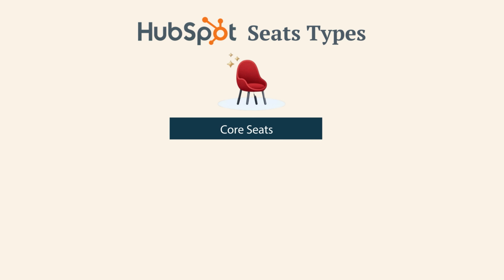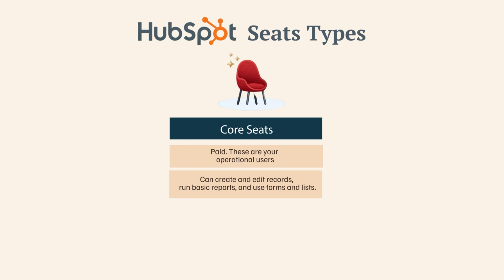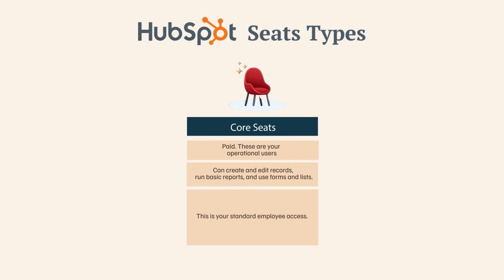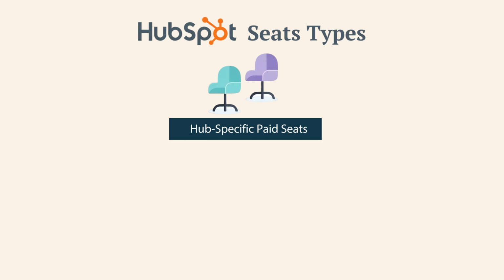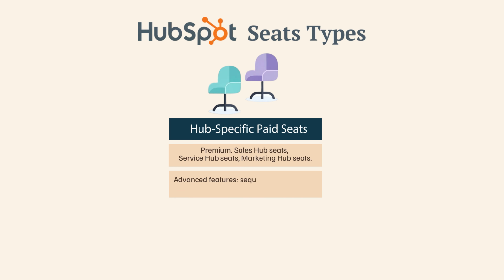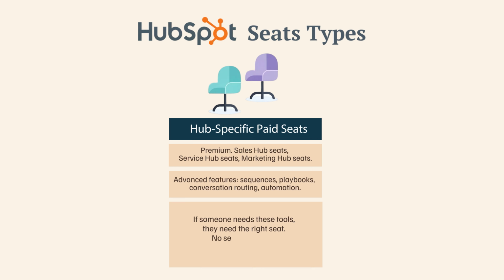Second is core seats. These are paid and for operational users. You can create and edit records, run basic reports, and use forms and lists. This is your standard employee access. Finally, we have HubSpot-specific paid seats. This is premium for your sales, marketing, and service hubs. These unlock advanced features like sales sequences, playbooks, conversation routing, and automation. If someone needs these tools, they need the right seat. No seat, and they won't have access.